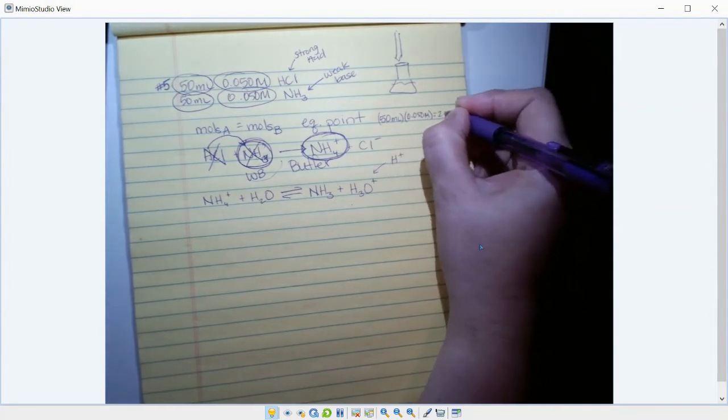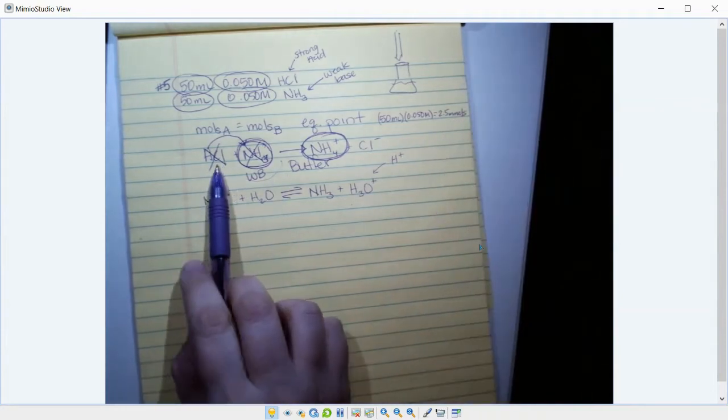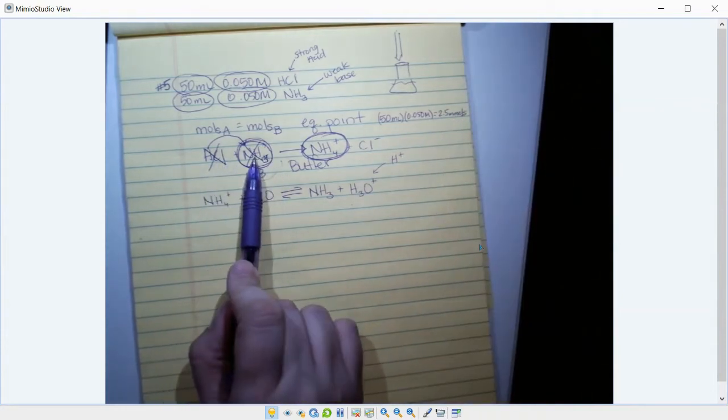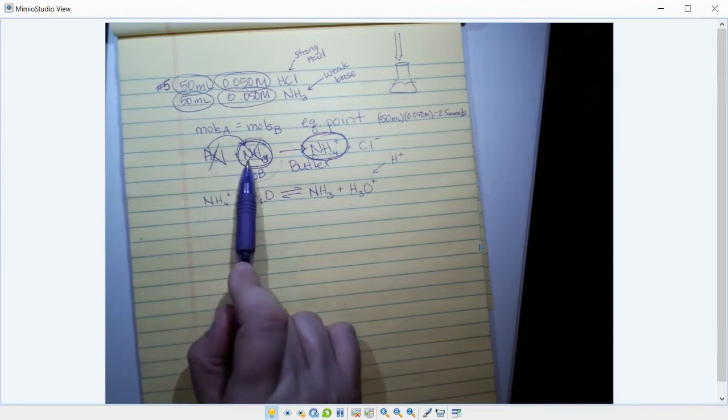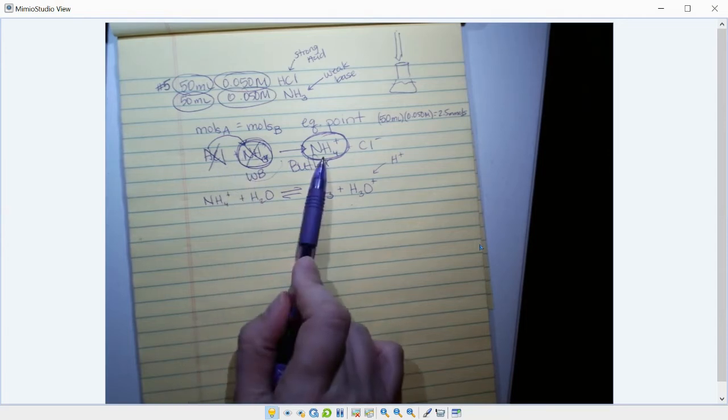And that comes out to be 2.5 millimoles. So I had 2.5 millimoles of HCl and 2.5 millimoles of NH3. I mixed them together. They neutralized each other, so these two things go to zero. Well, when they do that, that means I've now got 2.5 millimoles of NH4 plus present.